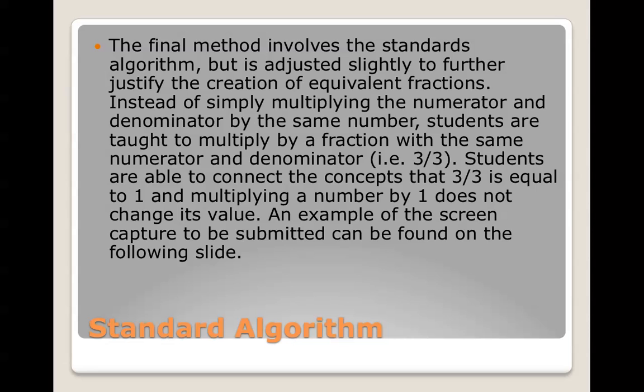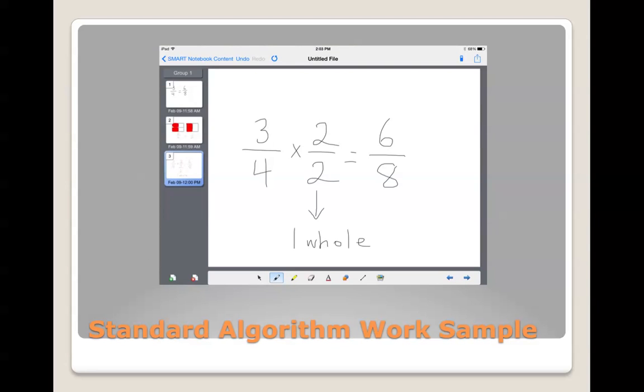Similarly, they'll use the standard algorithm. Instead of just multiplying the top by 2 and the bottom by 2, students are shown that they can turn that into a fraction, 2 halves. And it's also explained to them that when they're multiplying by 2 halves, they're really only multiplying by 1 whole. And they know that multiplying by 1 does not change the value of a number, it just is a different way to represent that portion of the total shape that is shaded in.